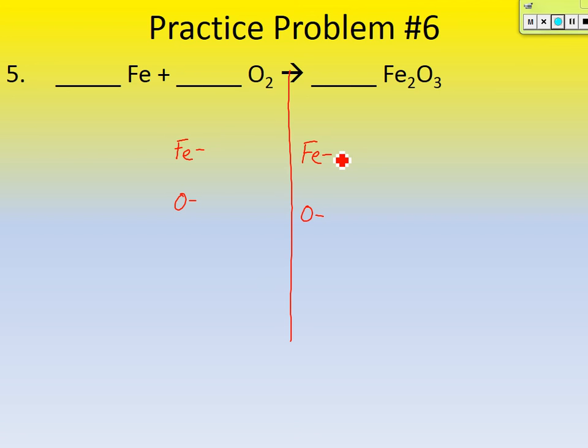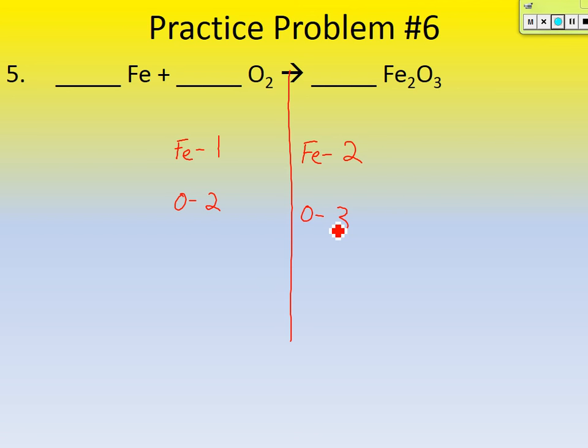Yeah. Okay. Will, how many irons do I have on the left side? 1. 1. Thank you. How many oxygens? Dos. Dos. How many irons on the right side? Dos. Dos. How many oxygens? Tres. Tres. Good job.